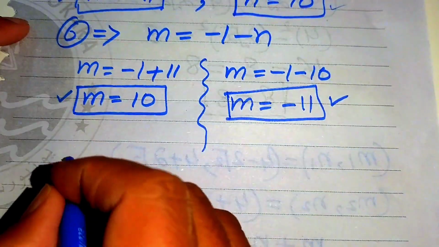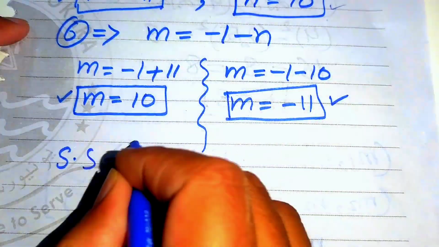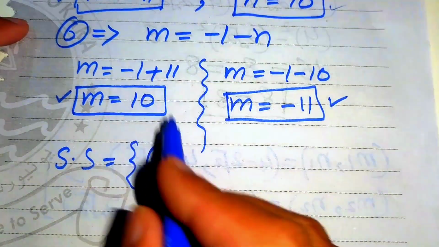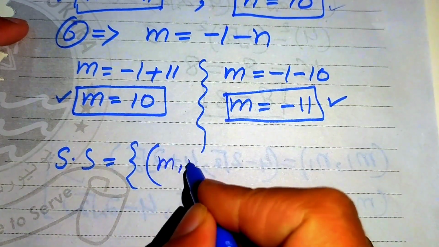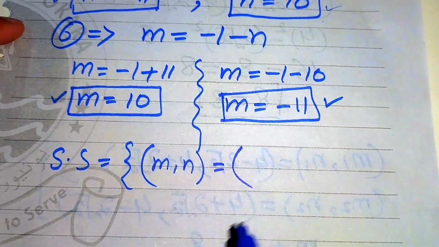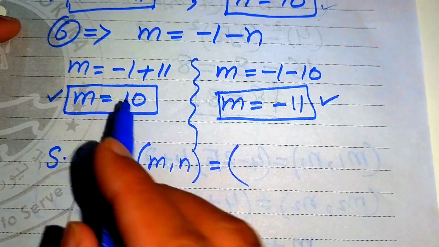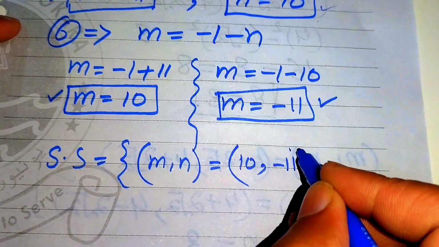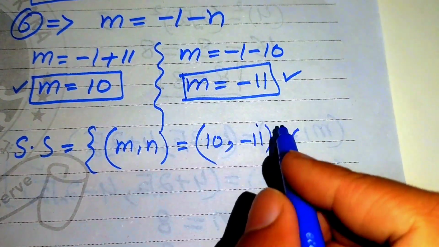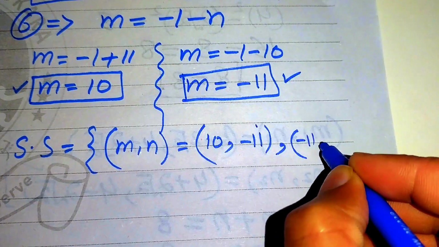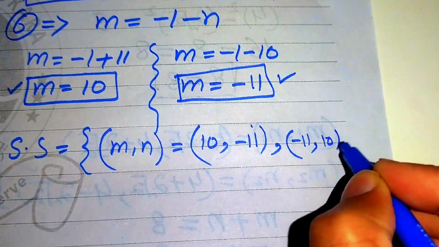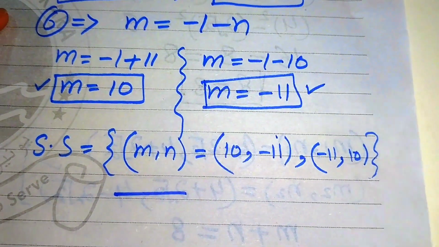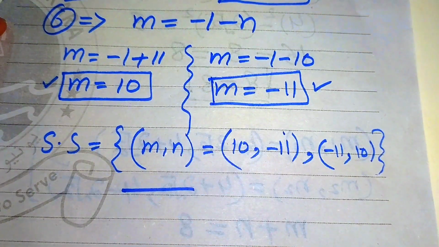So here the solution set is written as the values of m and n. When m is 10, n is minus 11. This is the first solution. And m is minus 11 and n is 10. This is our second solution. So these are the two solutions of the given question, and this is the final answer.